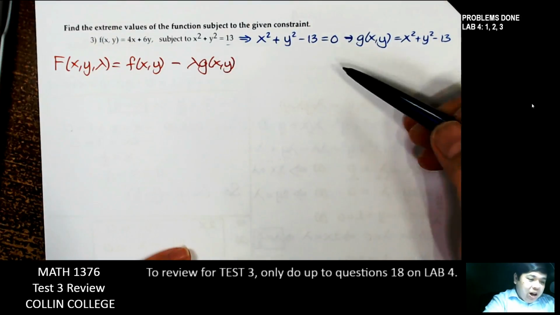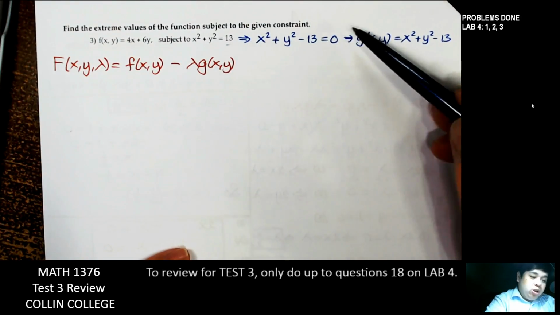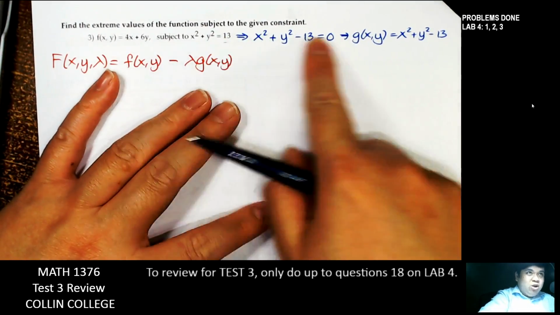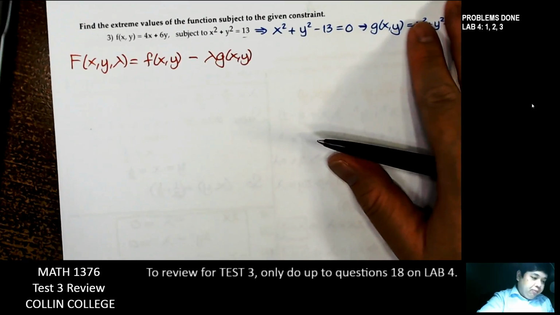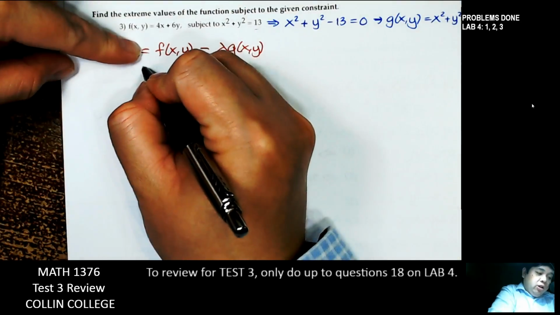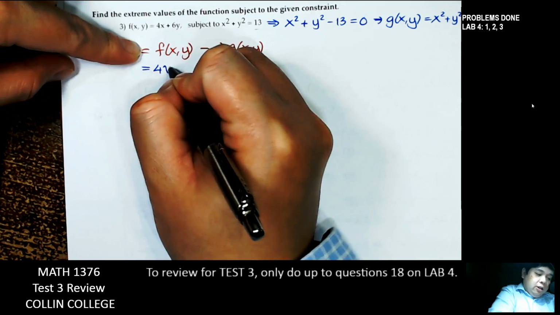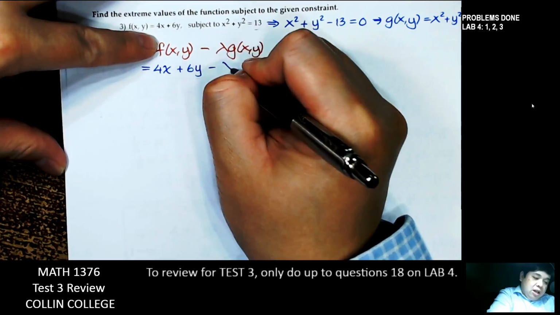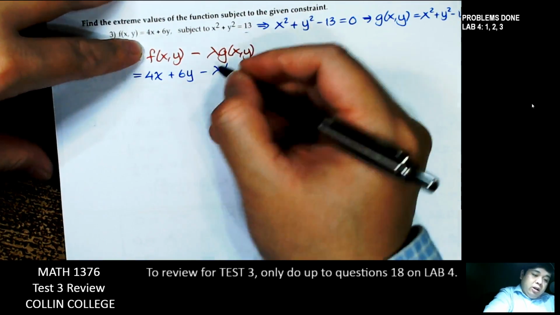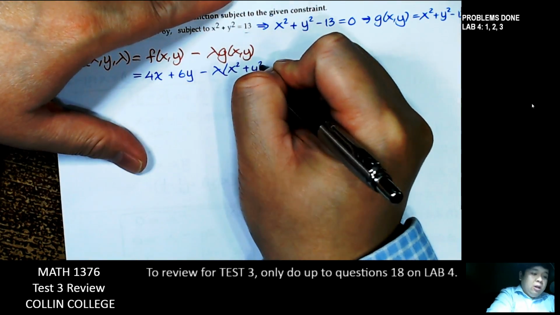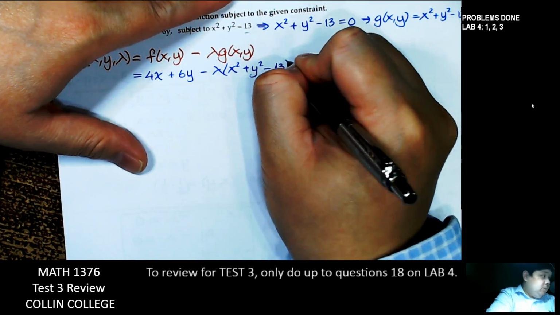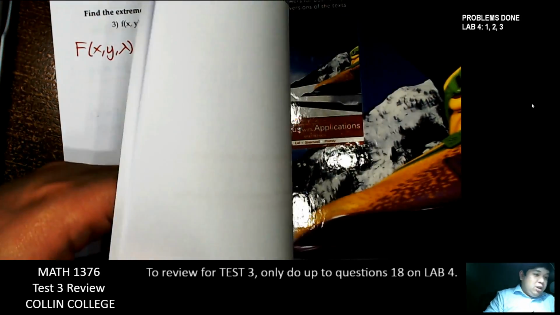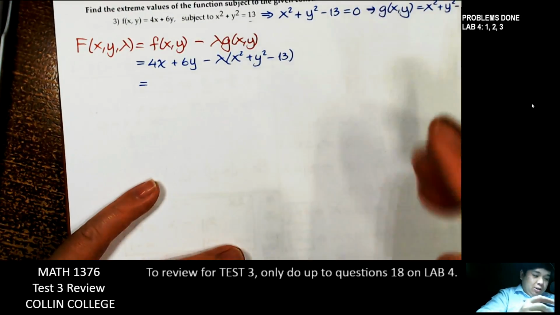Usually I write like that, and we use the arrow to show that this equation will arrive to that equation, and they're not just equal all the way. Now we put in the function for x plus 6y minus lambda times the constraint x squared plus y squared minus 13. By the way, if you have any particular question, please put it on the chat. I'm happy to answer.